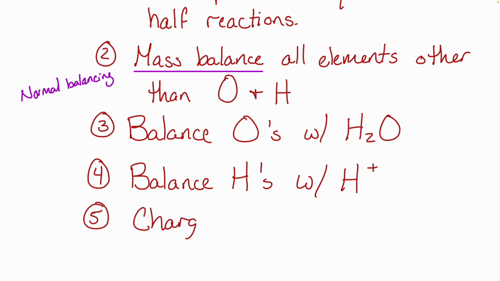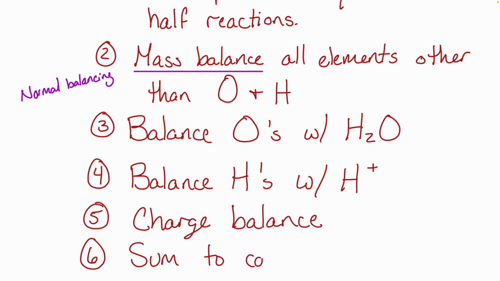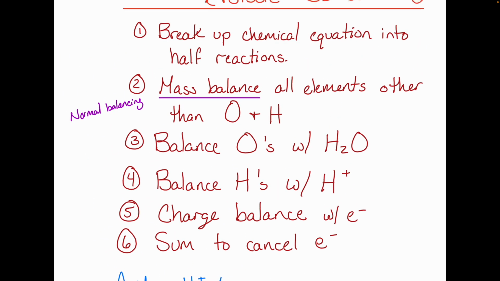You're going to charge balance. And then lastly, we're going to sum in such a way that we cancel those electrons. So charge balance with electrons, sorry. And then sum in such a way that our electrons will cancel out. All right? So given what we did with our previous example, take a second and see if you can charge balance these two half reactions and then sum everything back up so that your electrons cancel out.